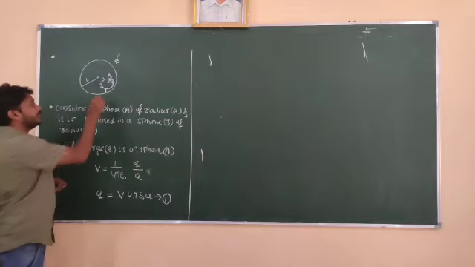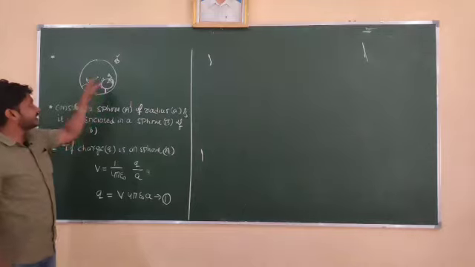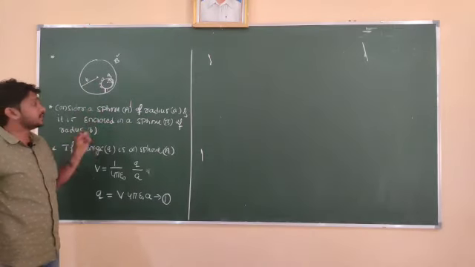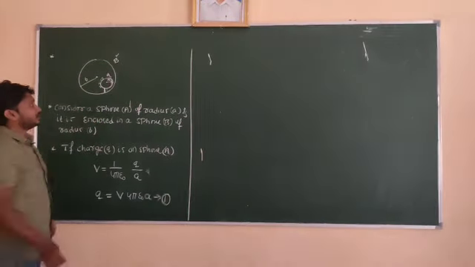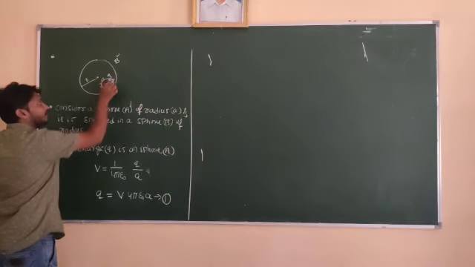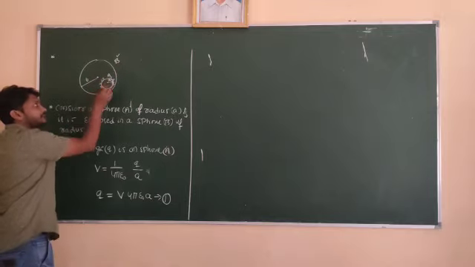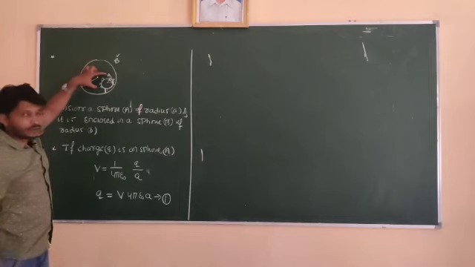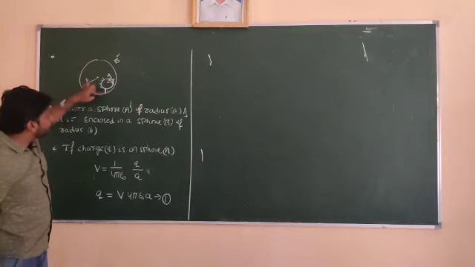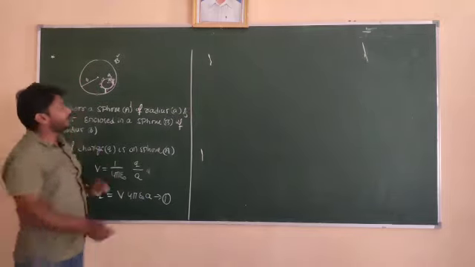These two spheres are connected by one wire, I said. That means now let me find the potential at point B. Look here, charges are flowing from A to B, because between sphere A and sphere B I connected one wire. It means charges flow from sphere A to sphere B. These charges are located on the surface of the sphere B.